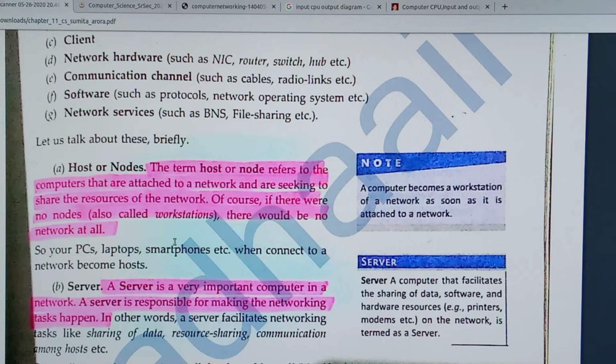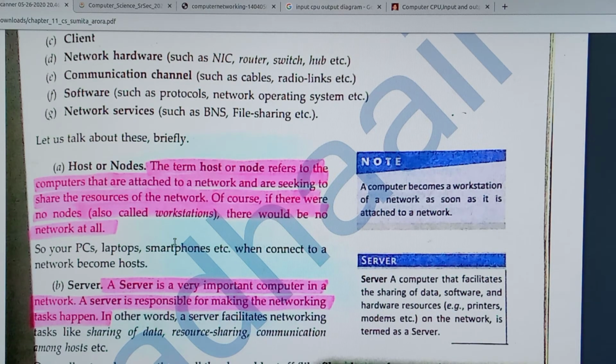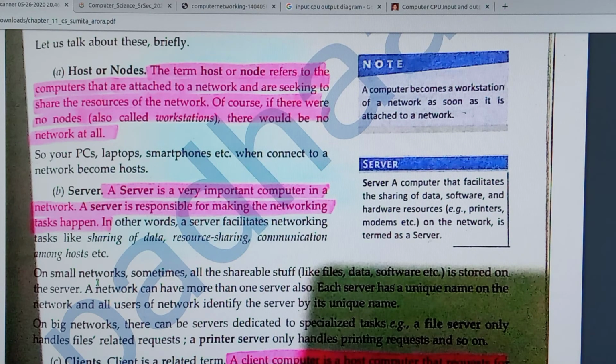A server is a computer that facilitates the sharing of data, software and hardware resources, for example printers, modem, etc., on the network. On the right side there is one small box where the correct definition of server is given. Now the next paragraph, look at that.